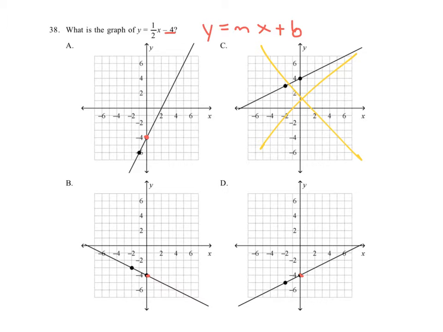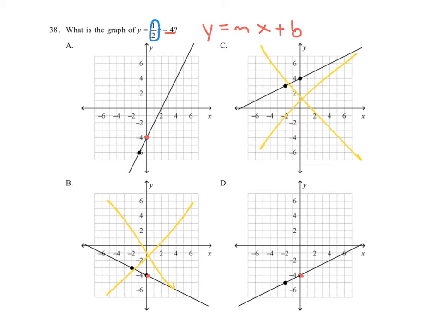If I look at the slope, which is 1/2, that's a positive number. So we already need to have a positive slope. And with positive slopes, as you move to the right, as your x value increases, so does your y value, so you're going up. You're rising like this. B does not do that. So we can cross that one out because the line has a negative slope.